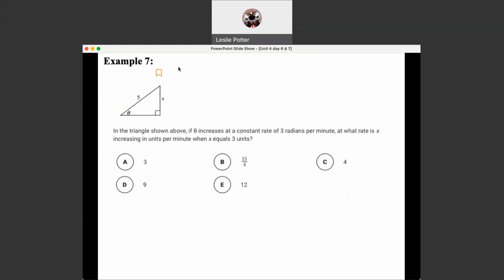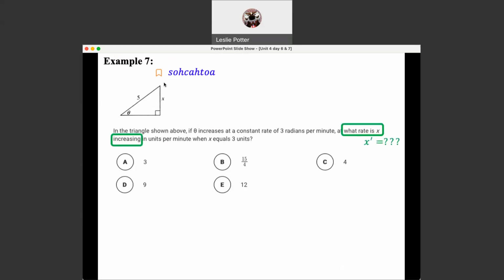So we really need to, it says, theta increases at a constant rate of 3 radians per minute. At what rate is x increasing in units per minute when x equals 3 units? So we're going to relate, anytime we can relate it to a constant, that's advantageous. So we're going to relate these 3 variables. So I see it's a right triangle. I see I have an opposite and a hypotenuse. Okay, so I'm looking at a SOHCAHTOA relationship.